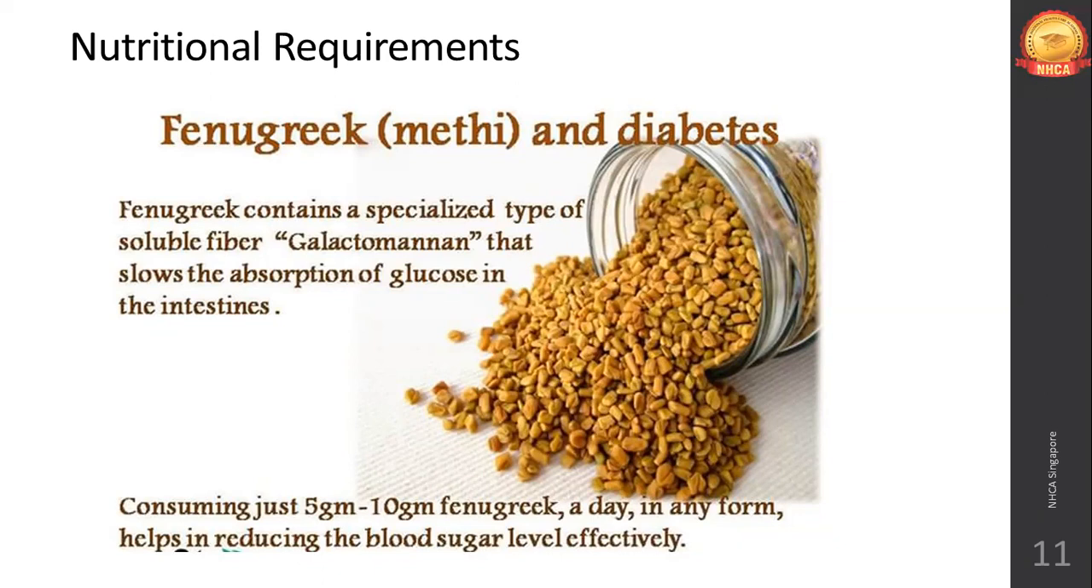So fenugreek leaves contain this special type of soluble fiber called galactomannan that slows down the absorption of glucose. In any form, if you can consume fenugreek leaf, either soaked in water, or powder of fenugreek leaf in buttermilk, etc., it can also reduce your blood glucose level effectively.